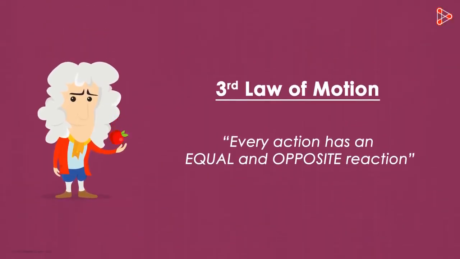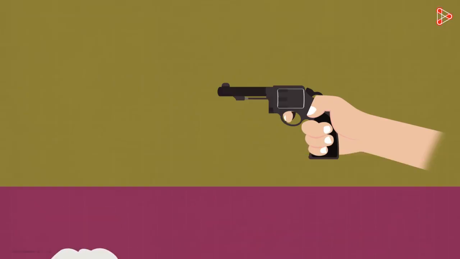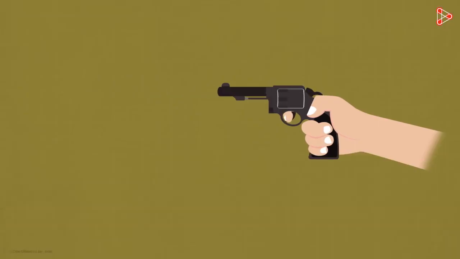We take one last example to understand something very interesting about the third law. What happens when a gun is fired? You're right, it exerts a forward force on the bullet. And the bullet exerts an equal and opposite reaction force on the gun. And this exists in the recoil of the gun. A perfect example of Newton's third law.